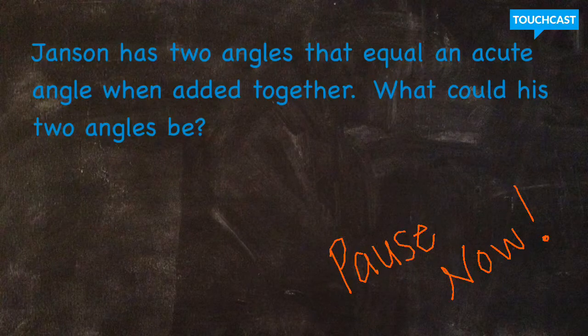Jansen has two angles that equal an acute angle when added together. What could his two angles be? Hit the pause button on this video and take time to solve this problem independently. After about 5 minutes, be ready to share your answer with your elbow partner. Your answers will be different, but they both should have a sum that is equivalent to an acute angle.